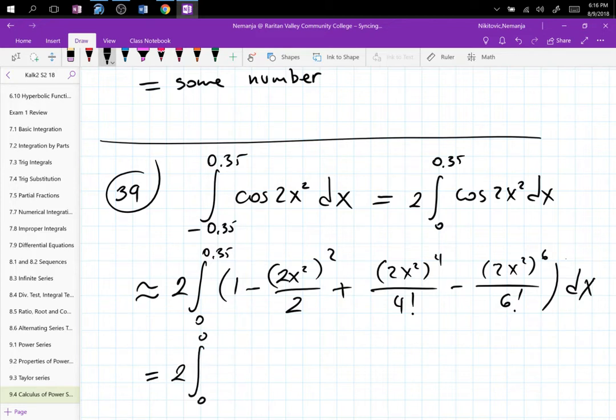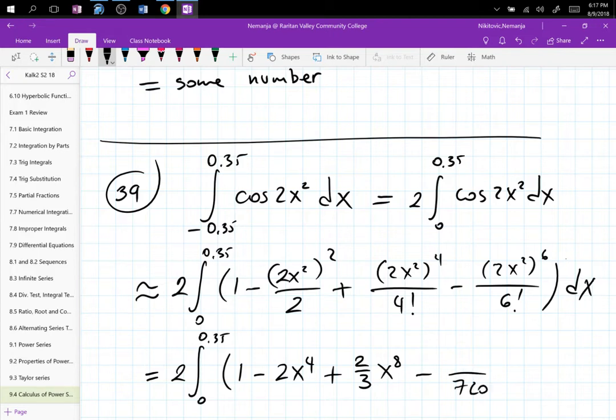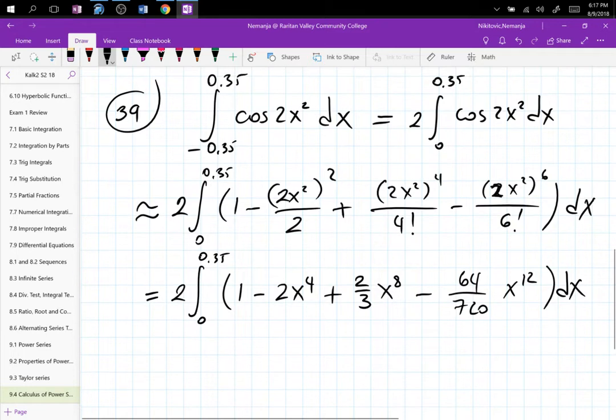So now what do I have? I have 2 times the integral from 0 to 0.35. And over here I have 1 minus 2x to the 4th, plus, this is 2 to the 4th, so it's 16 over 24. 16 over 24, cancelled by 4. No, cancelled by 8. You get 2/3, right? So 2/3 x to the 8. And finally, 6 factorial is 720. And we have 2 times 2 to the 6th. That's 64. And then you have x to the 12, and you reduce that, and it's dx, right? So it equals some number.